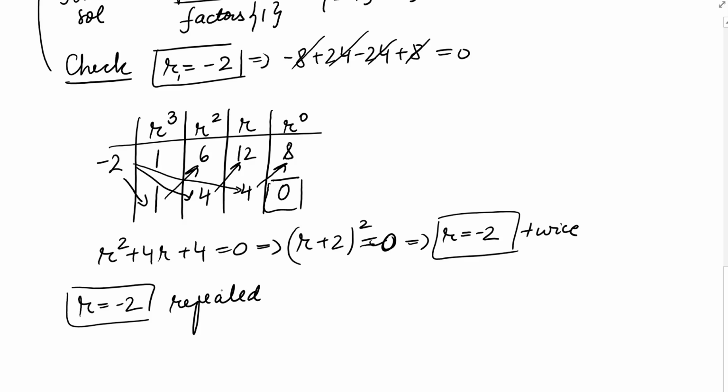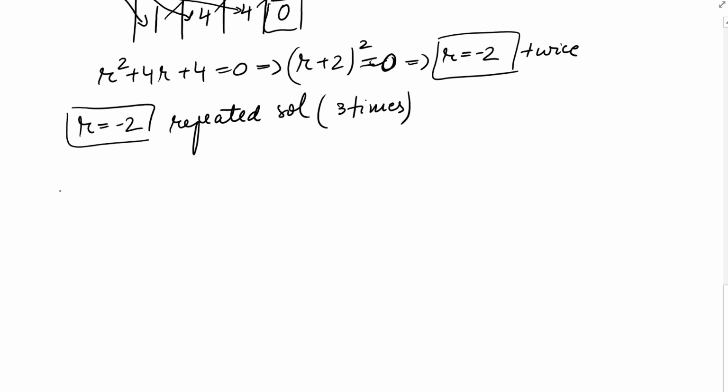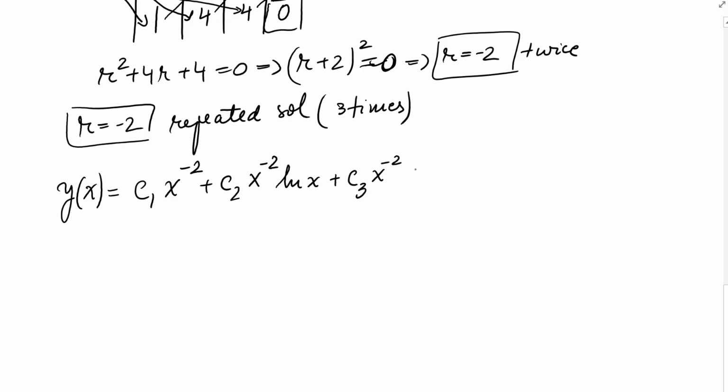Repeated solution with 3 times, right? So what does that mean? It means our solution y of x is c1 x to negative 2 plus c2 x to negative 2 ln of x plus c3 x to negative 2 ln squared of x.